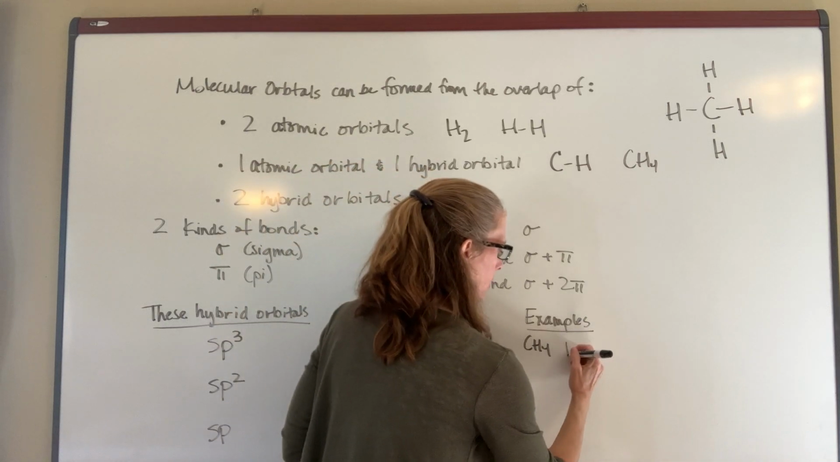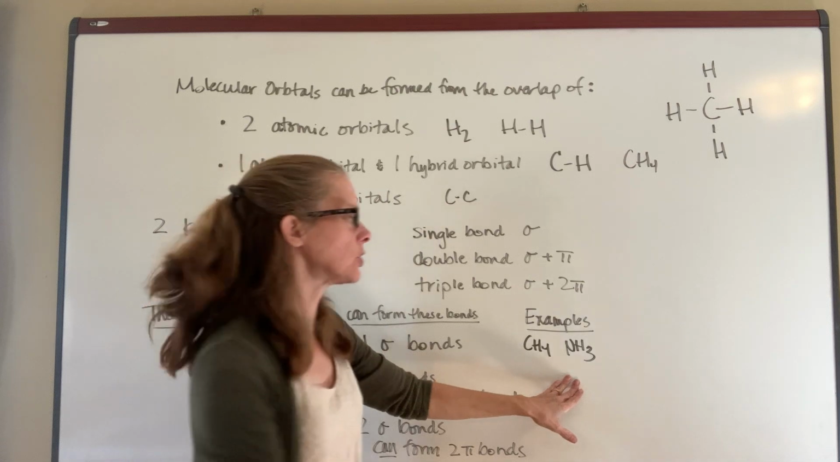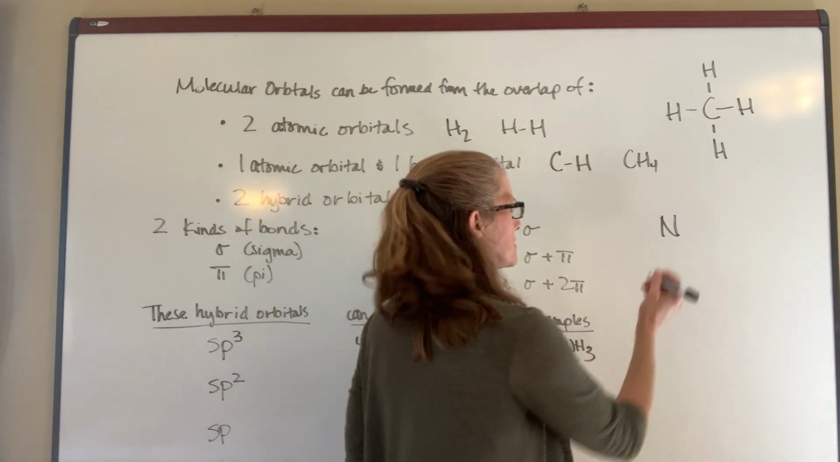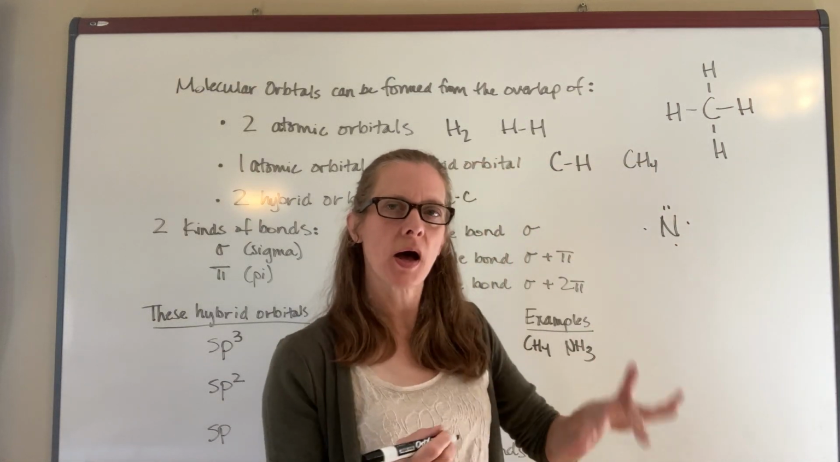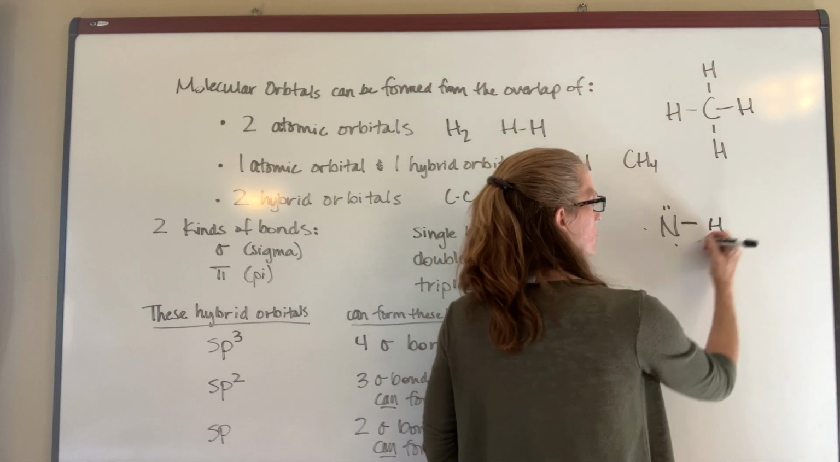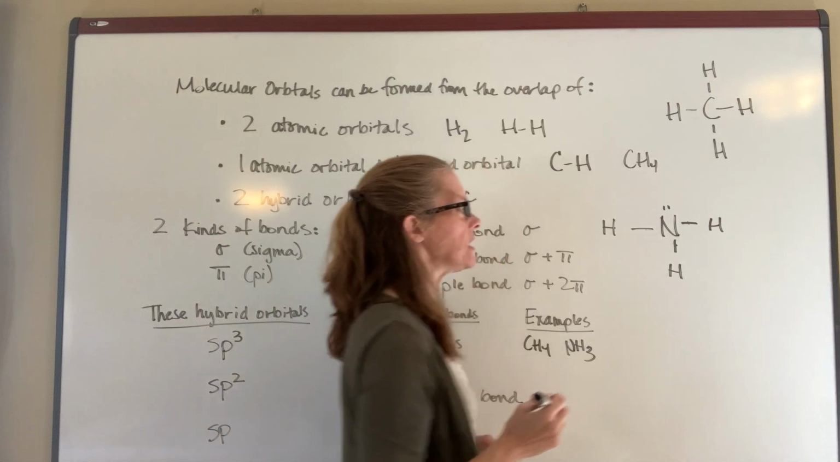Another example of sp3 hybridization is in an ammonia molecule. With an ammonia molecule, it has 5 valence electrons, and so the dot structure looks like this. If I bond that to 3 hydrogen atoms, then I'm going to have a hydrogen here, a hydrogen here, and a hydrogen here.